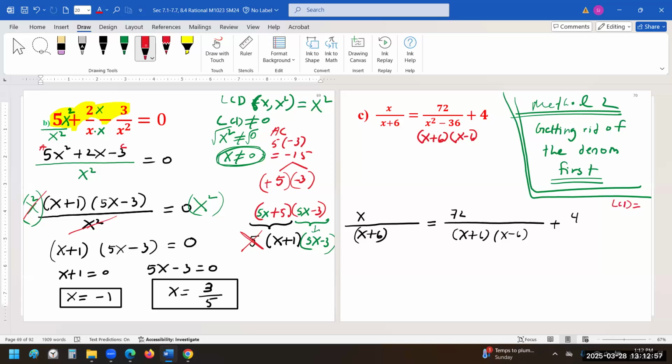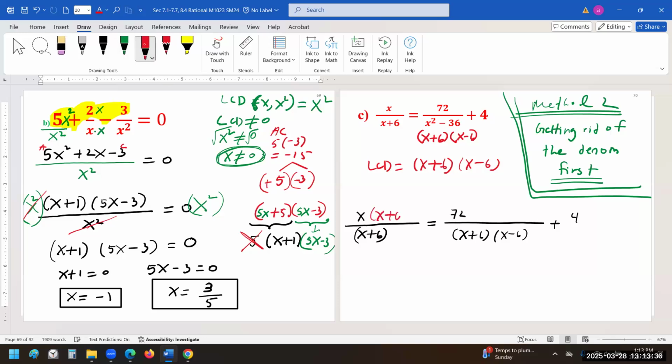So what is the LCD between x plus 6 and x plus 6, x minus 6? The LCD is x plus 6, x minus 6. Let me write the LCD here. x plus 6, x minus 6. If you don't want the denominator, multiply by the LCD. We did that before, so we're going to do this again. Multiply the numerator by the LCD, and the denominator will disappear.